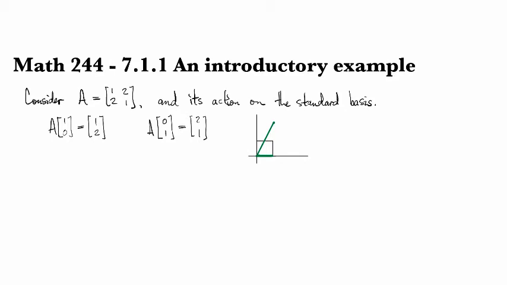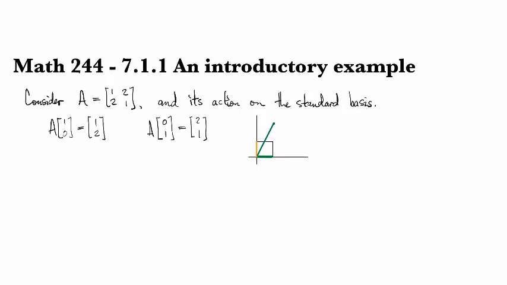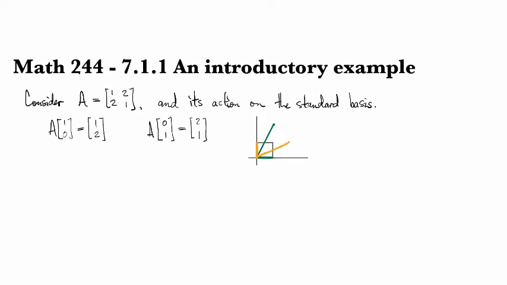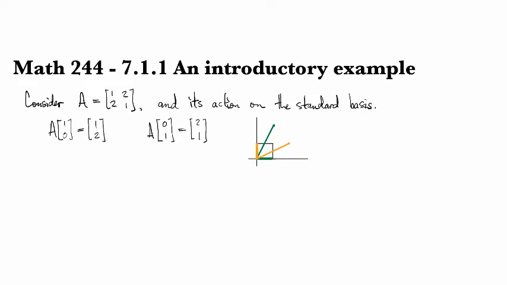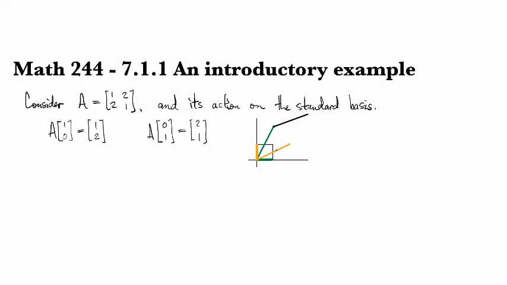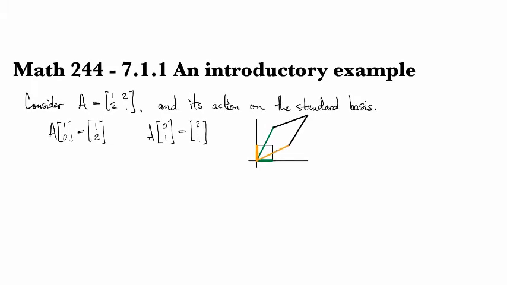Okay. Meanwhile, if we looked at the other unit basis vector 0, 1, so that's this one, then that guy gets mapped to 2, 1, so that's out here. Okay, and then the unit square is going to get transformed into this parallelogram, something like that.